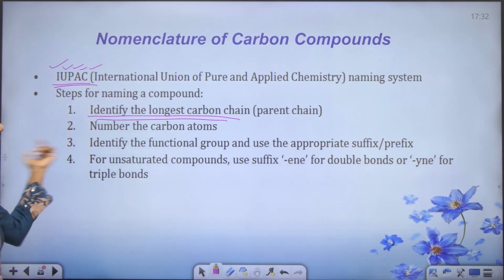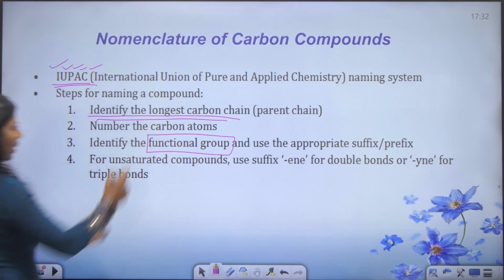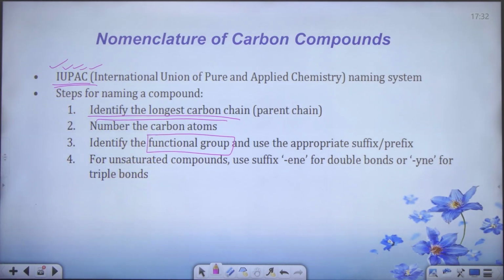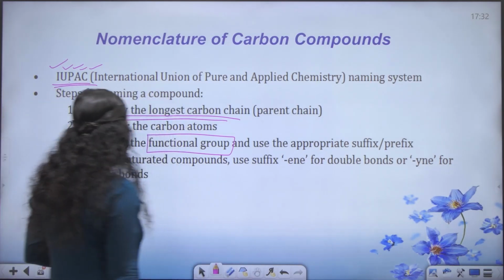Then the second step, number the carbon atoms. First step, identify the parent chain or longest carbon chain, and second step, number the carbon atoms. Then the next step, identify the functional group and use the appropriate suffix or prefix. Identify the functional group: chlorine, bromine, alcohol, aldehyde, carboxylic acid, etc. And last point, for unsaturated compounds, use the suffix ene for double bonds and yne for triple bonds.